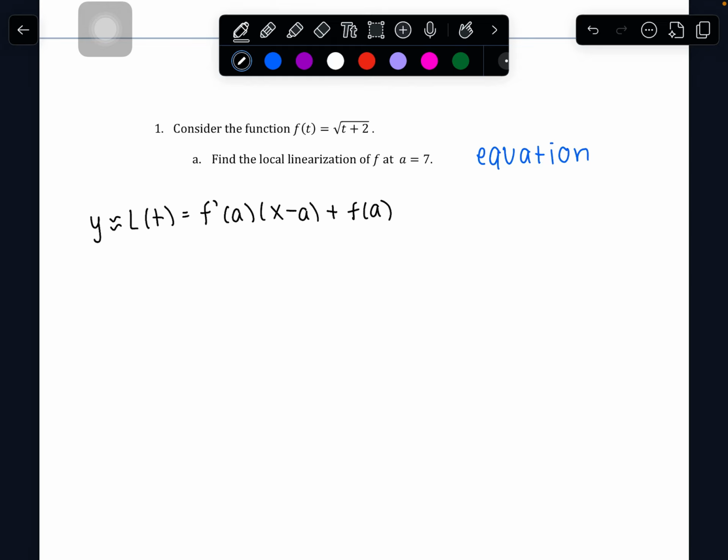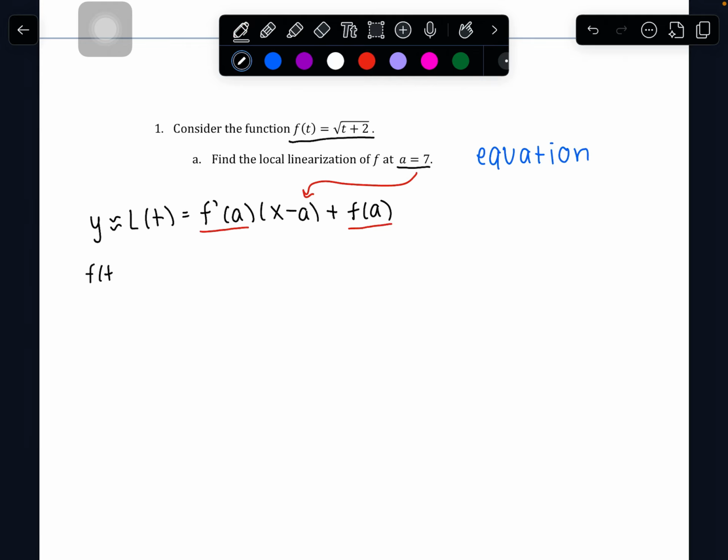Okay, so this is our a value. And here's our function. So we need a couple things. We need this guy, we need this guy, and then eventually we need to plug in this guy for a. Nothing to plug in for x because part A is just an equation. So we first need the derivative.